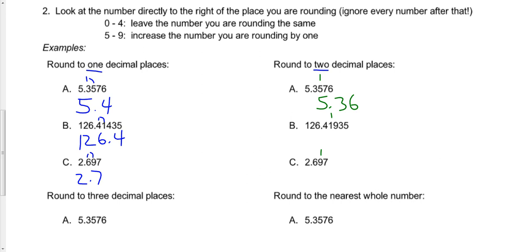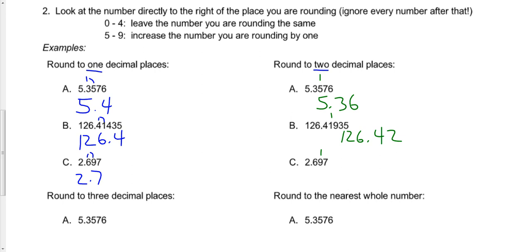In part B, I've got, again, 126.41935. I'm trying to figure out what to do with this 1. Do I round it up, or do I keep it the same? So in this case, the number immediately to the right of that 1 is a 9. That means I'm going to increase the 1 by 1 value. So I've got 126.42. And the last one, C, it says 2.697.